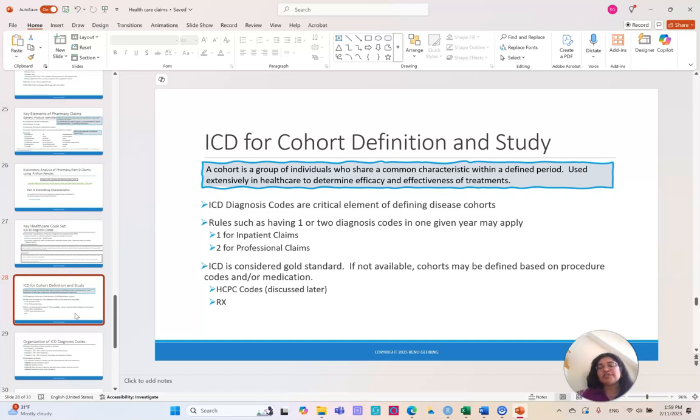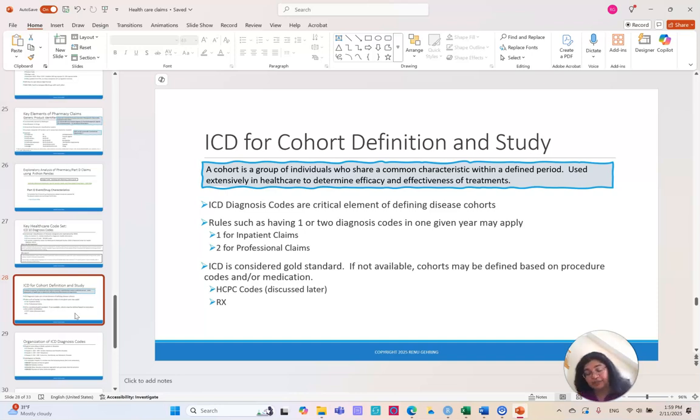And you may have rules such as, if you are getting your code from an inpatient claim, yes, that counts as a disease marker. If you're getting at least 2 claims from professional or doctor's visits, then that counts. So you might have different rules like that. And I've mentioned before that ICD is considered a gold standard for determining whether a person has a disease or not.